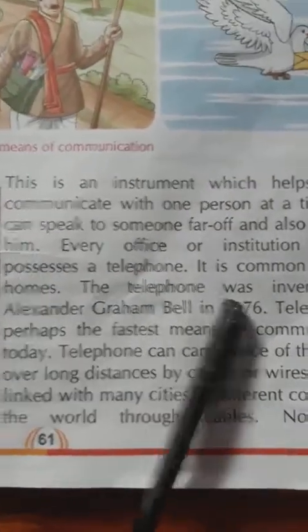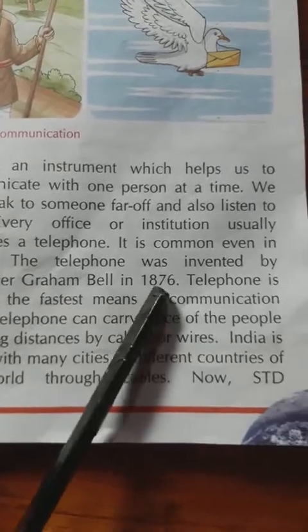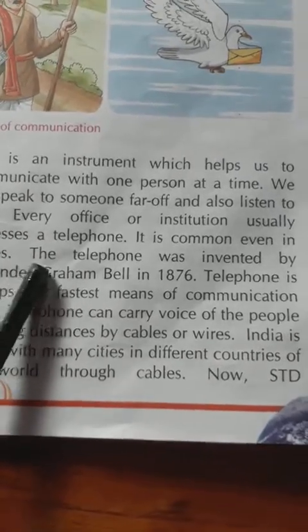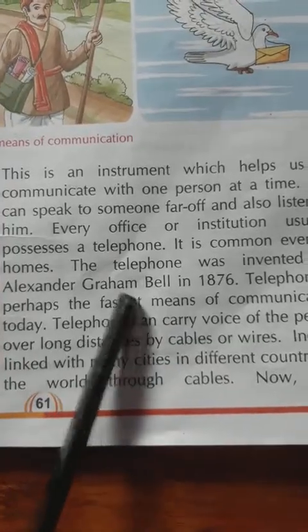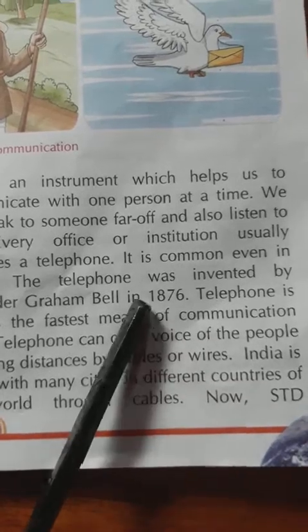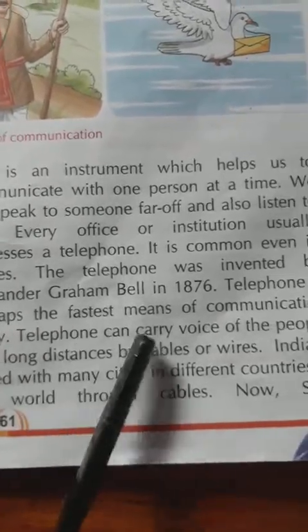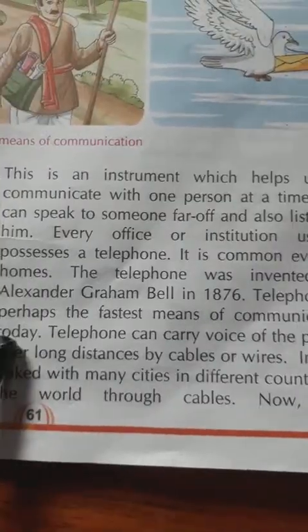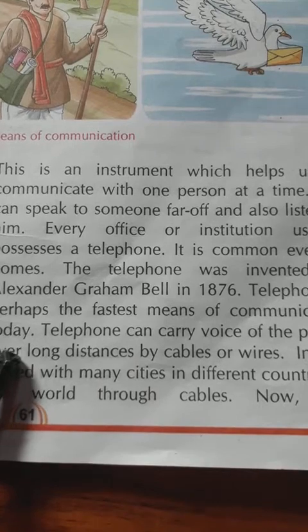The telephone was invented by Alexander Graham Bell in 1876. Underline this. These are important. Who invented telephone? That is Alexander Graham Bell. In which year? That is in 1876. He invented this. Okay. Telephone is perhaps the fastest means of communications today. Underline that also. Fastest means of communication is telephone.